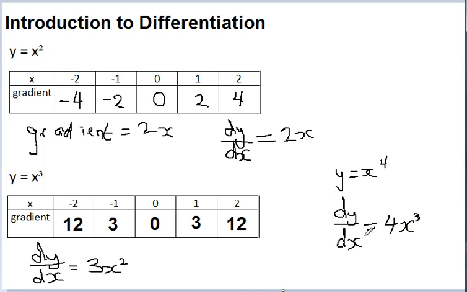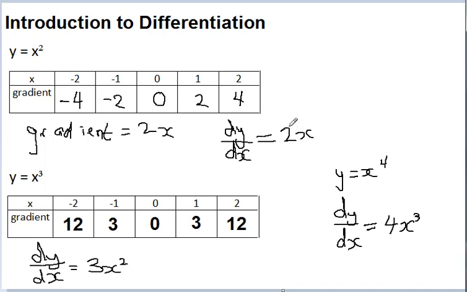So hopefully you realize that what's actually happening is the power is coming down in front of the x and then being reduced by 1. So then we take away 1 from it. So for example, with y equals x cubed, we bring the power down to get 3x, and then we take away 1 from it, so it's actually 3x squared. And also with x squared, we bring the 2 down to get 2x and take away 1 from it, so 2x to the power 1.